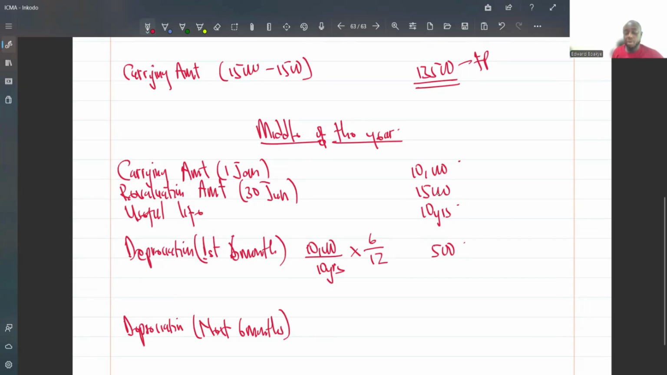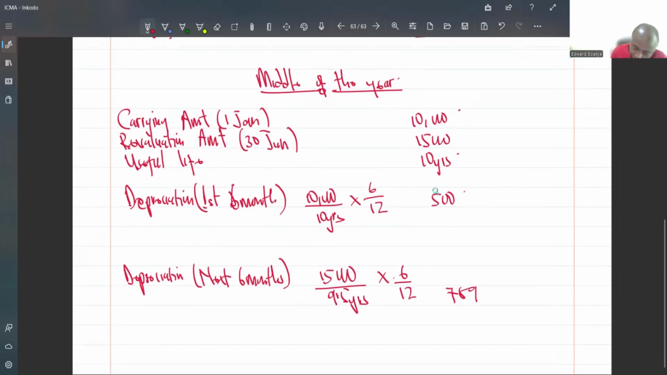For the next 6 months, remember we allow 9.5 years. It's no more 10 years, it is 9.5 years, right? So the rest 6 months will be 15,000 divided by 9.5 years times 6 over 12. So 15,000 divided by 9.5 times 6 divided by 12, giving me 789.